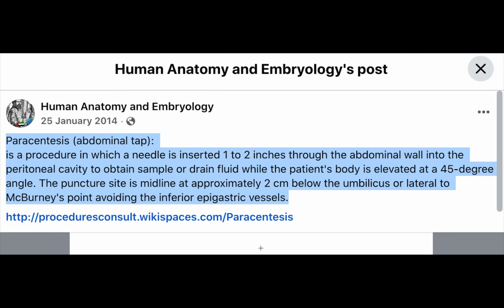So there's another post here in Human Anatomy and Embryology, in which they note that paracentesis is a procedure in which a needle is inserted 1 to 2 inches through the abdominal wall into the peritoneal cavity to obtain sample or drain fluid while the patient's body is elevated at a 45-degree angle. The puncture site is midline at approximately 2 centimeters below the umbilicus or lateral to McBurney's point, avoiding the inferior epigastric vessels. So again, exactly the same emphasis that we've seen previously.